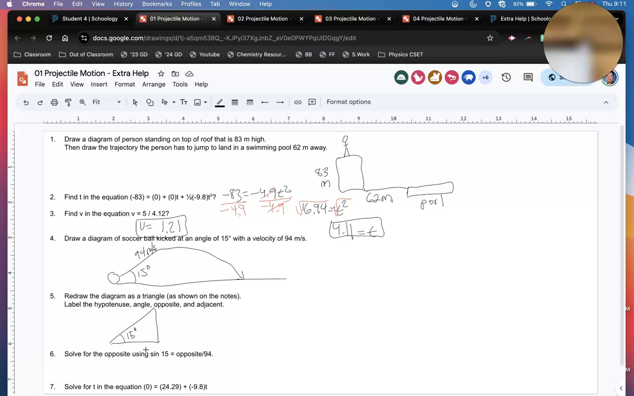Negative 1.9 t squared. Okay, and then Shauna, what about the hypotenuse? Hypotenuse would be... Okay. So let's label that hypotenuse. I'll just put H because we're running out of room. And then Demore, where's the opposite? The right. Good. And I'll just put OPP.